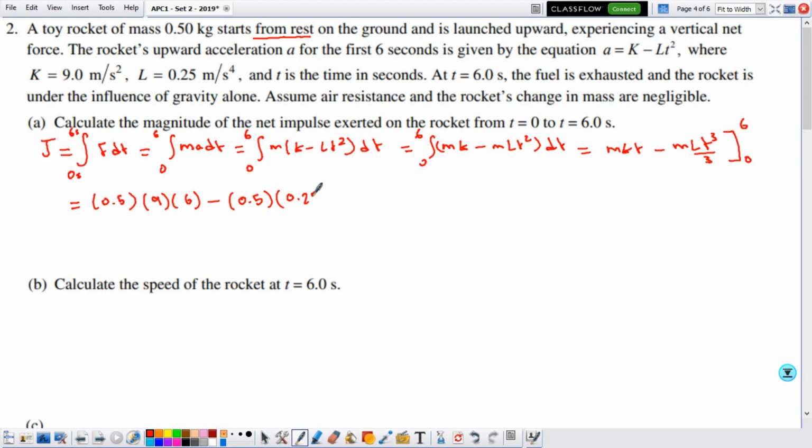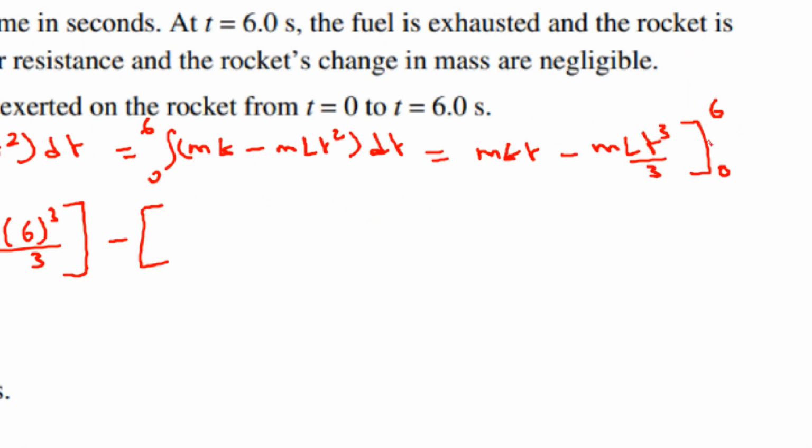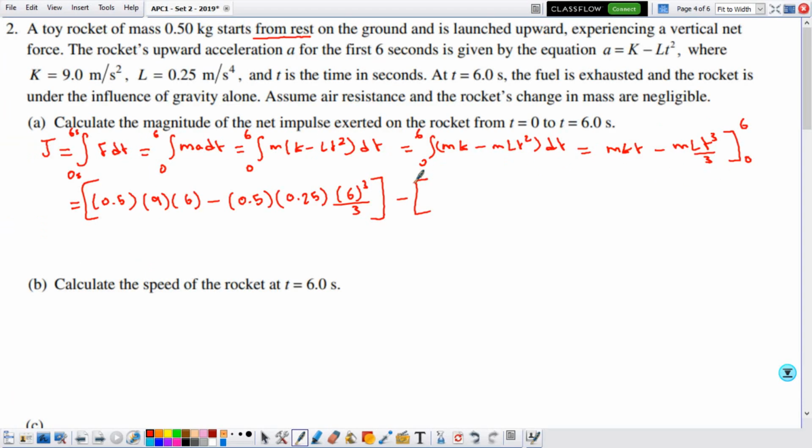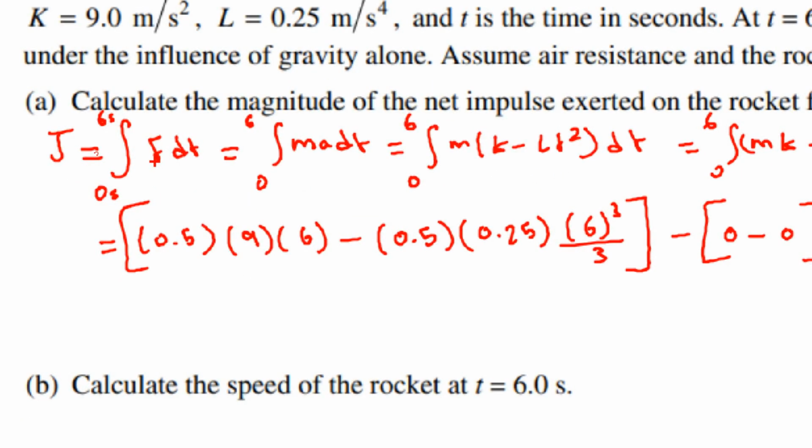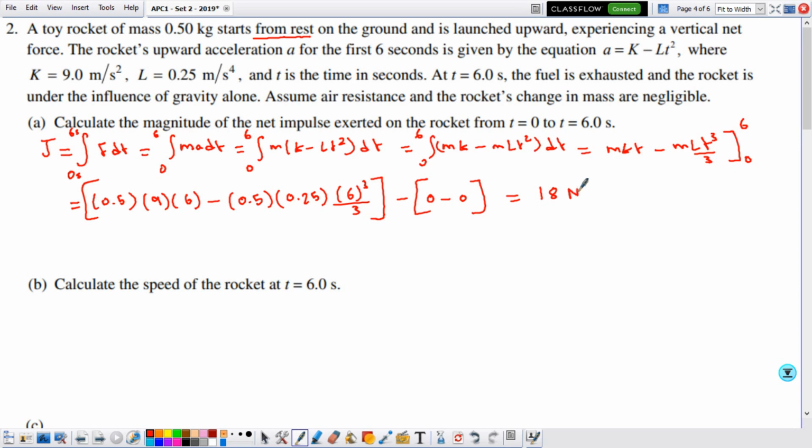Now l is 0.25, the final time is 6. So all of this expression minus again this expression computed at 0. If you replace time by 0, that would be 0, and if you replace time again by 0, that would be 0. Now plugging that expression into the calculator, we're going to have a value of 18. Now the unit of the impulse refers to force multiplied by time, which is in newton seconds. Then the impulse for this duration is 18 newton seconds.